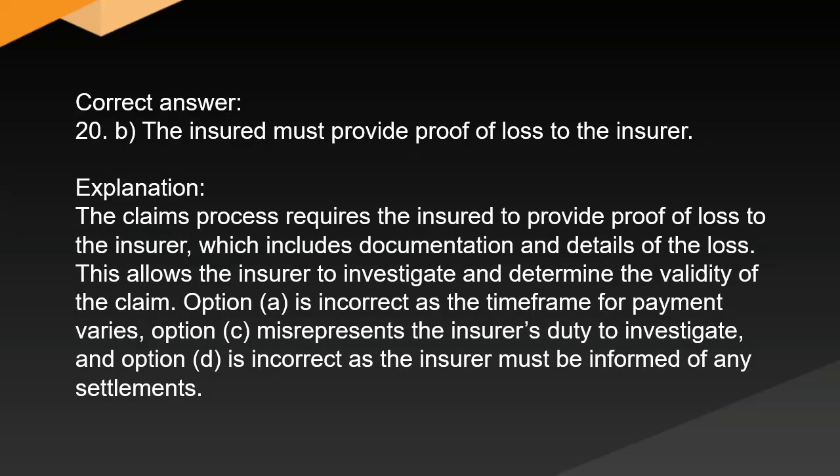Correct answer: B. The insured must provide proof of loss to the insurer. Explanation: The claims process requires the insured to provide proof of loss to the insurer, which includes documentation and details of the loss. This allows the insurer to investigate and determine the validity of the claim. Option A is incorrect as the time frame for payment varies. Option C misrepresents the insurer's duty to investigate. And option D is incorrect as the insurer must be informed of any settlements.